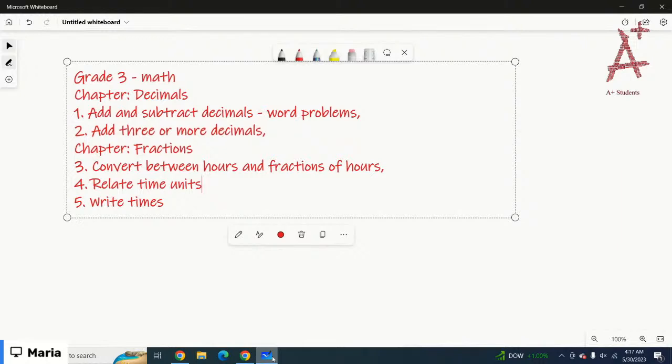We're going to start with the chapter decimals. The lessons we're going to cover are add and subtract decimals word problems, and add 3 or more decimals. Then we'll start the new chapter, fractions, and the lessons are convert between hours and fractions of hours, relate time units and write times. Let's start with the first lesson.